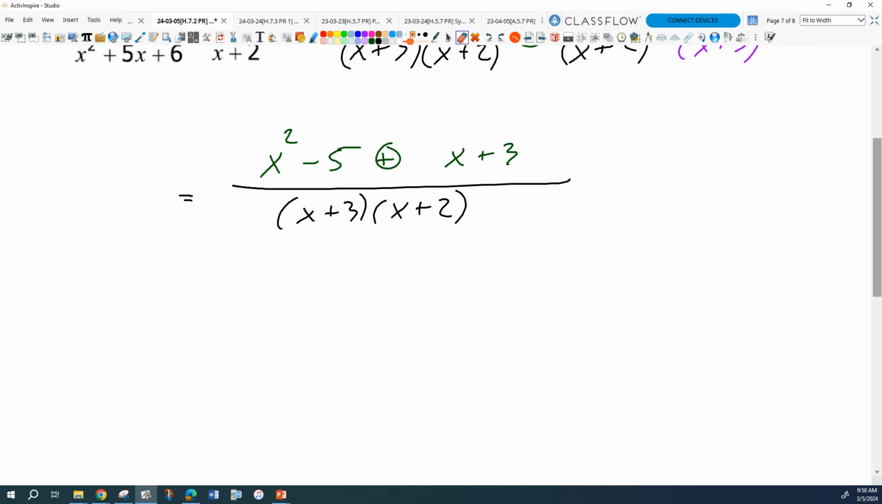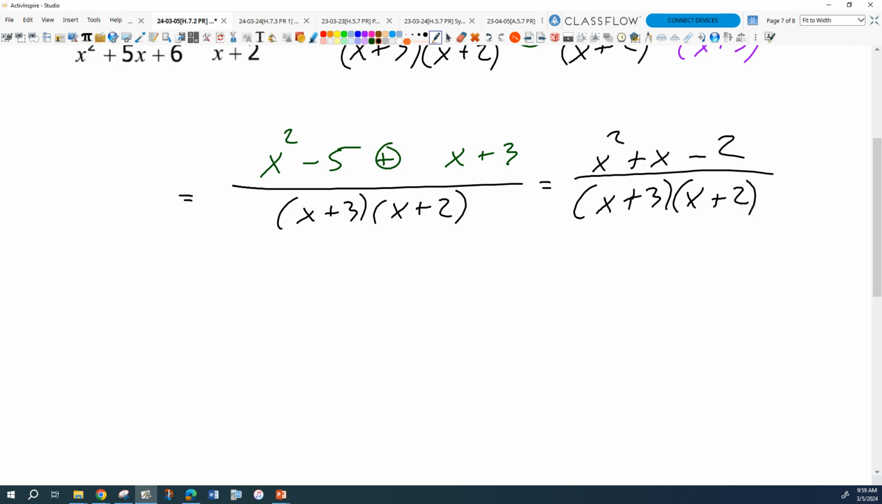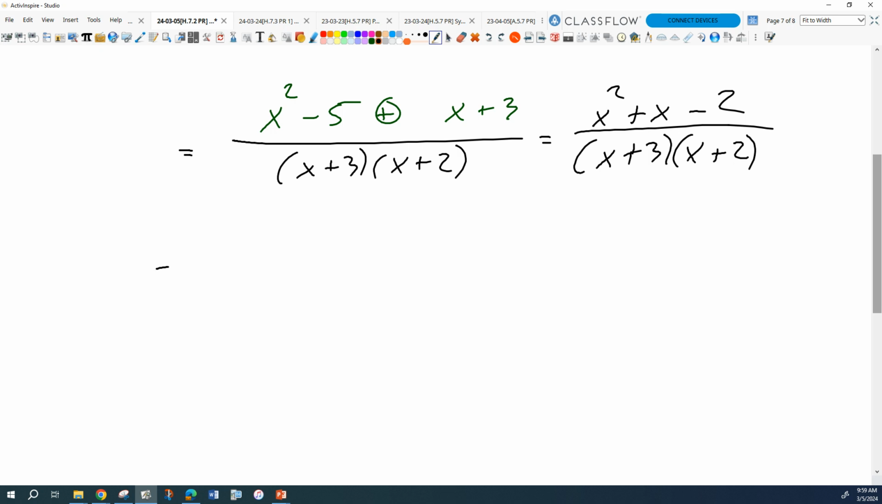Okay, now what do you think we do? Combine like terms. So we get x squared plus x minus 2 over the bottom, that's already factored. What does the top factor into? x minus 1, x minus 1. Oh, x minus 1 squared. Wait, minus 2. x minus 1, x plus 2.